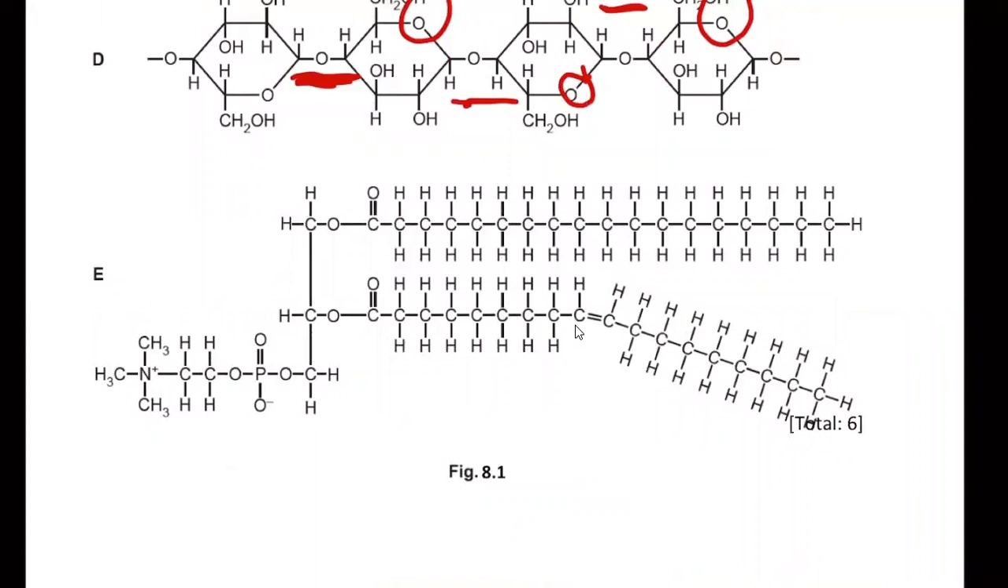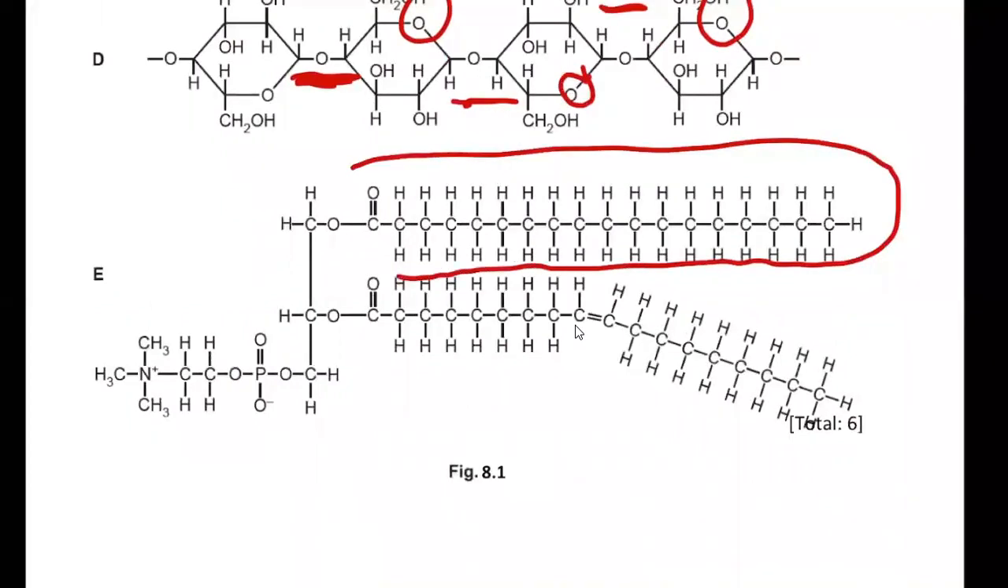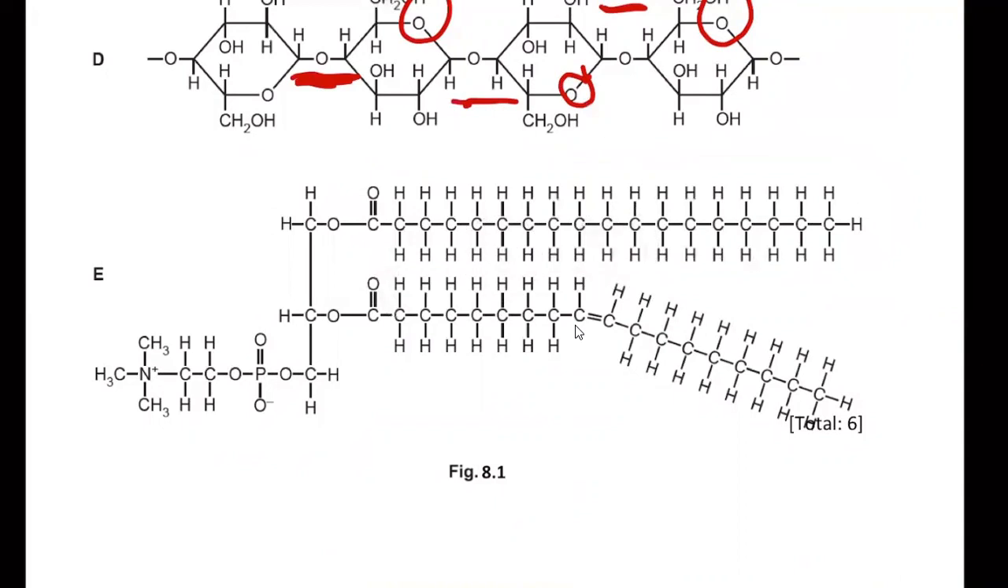This looks like a fatty acid chain, isn't it? It's a triglyceride. Is it a triglyceride? I don't think so. Let's just deal with it one by one. Look, this is the methyl group. This is the carboxylic end. This is the glycerol. And this is the hydrocarbon chain.